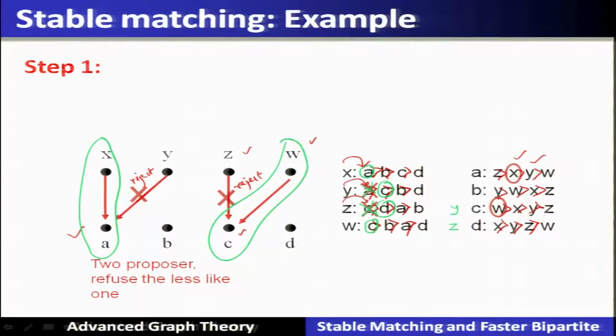Now, Y sends to C, but C already has a higher preference, so it will send the rejection. So, now Y will send the proposal to B. B has received only one proposal, so B will accept the proposal of Y.